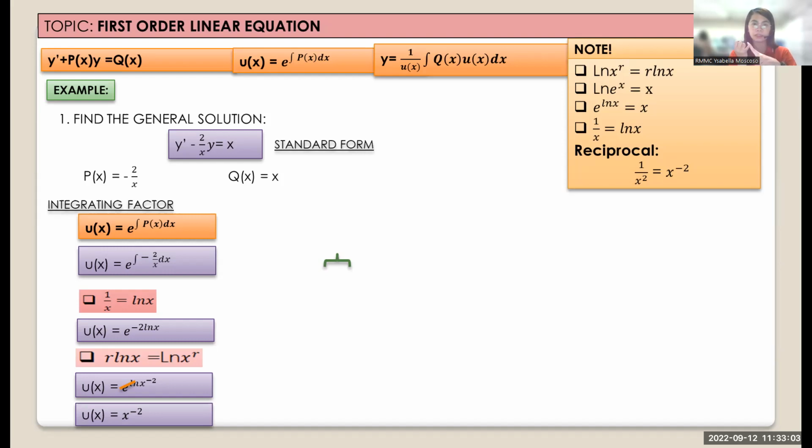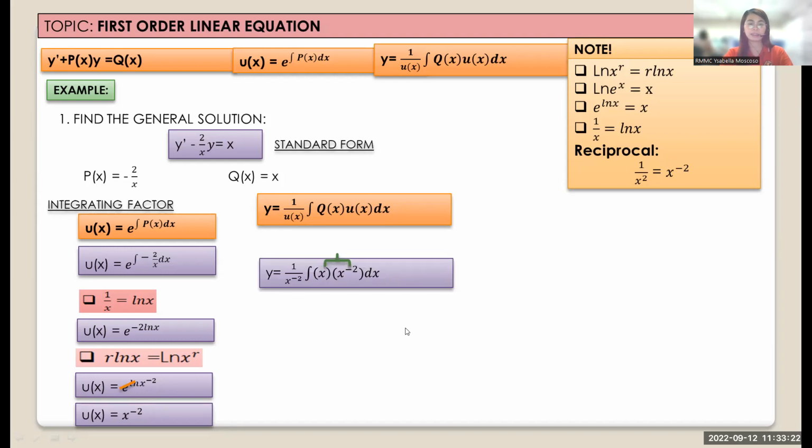So, tapos na tayo sa standard form, tapos na tayo sa integrating factor. So, what we are going to do here is to solve for the general solution na natin. No? So, again, you have a formula of y is equals to 1 over u of x times the antiderivative of your q of x, u of x, dx. So, apply lang natin siya. What are the values? So, first is 1 over x raised to negative 2 times the antiderivative of x, since your q of x value is a variable of x, multiplied by your u of x, which is x raised to negative 2.